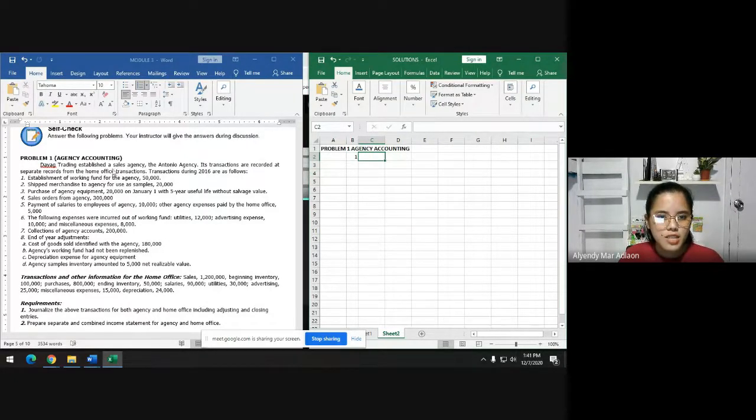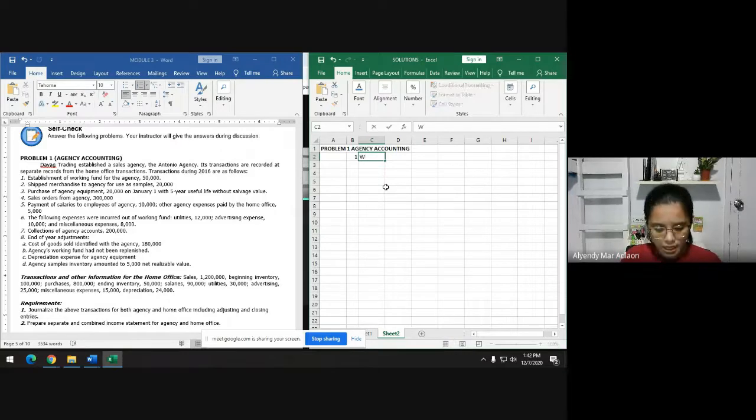Diag Trading established a sales agency, the Antonio Agency. Its transactions are recorded as separate records from the home office transactions. Transactions during 2016 are as follows. Okay, first, establishment of working fund for the agency, 50,000. So class, take note, in the case of agency accounting, only the home office will have its journal entries. That is why the agency has no journal books, just the cash receipts and cash disbursements books. Okay? So only the home office will record.